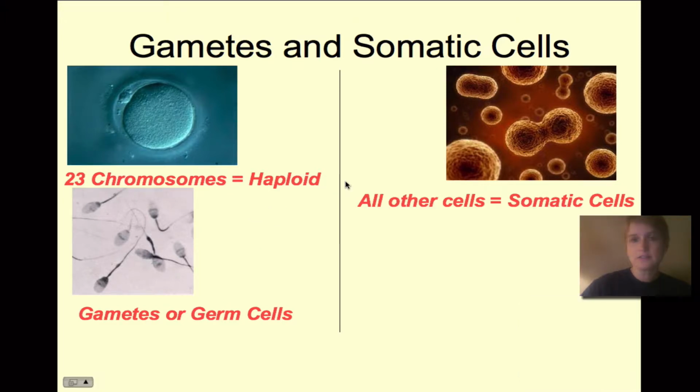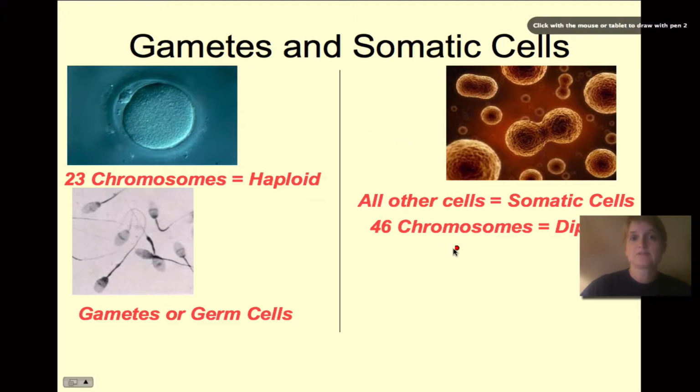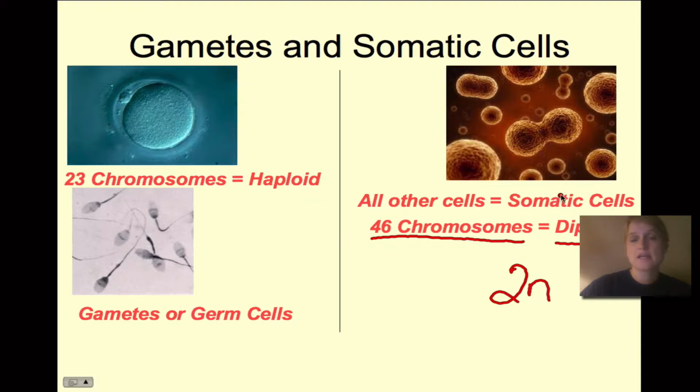All right, so now I'm going to talk a little bit about all the other types of cells. Somatic cells really just means any cell in the body that is not a gamete. It could be a nerve cell, a blood cell, or a heart cell. Any cell that is not a gamete is considered a somatic cell. And they have 46 chromosomes. So all cells except the gametes have 46 chromosomes, and that's considered diploid. We indicate that with a 2N, which means that it has two sets of chromosomes.